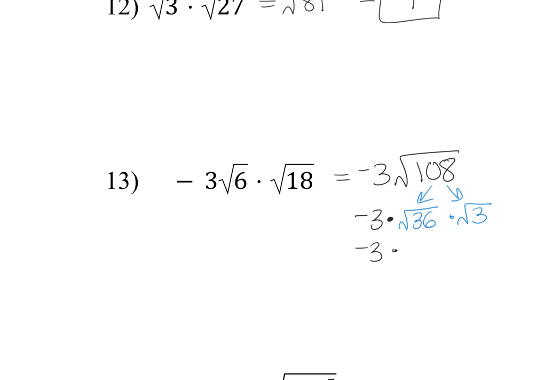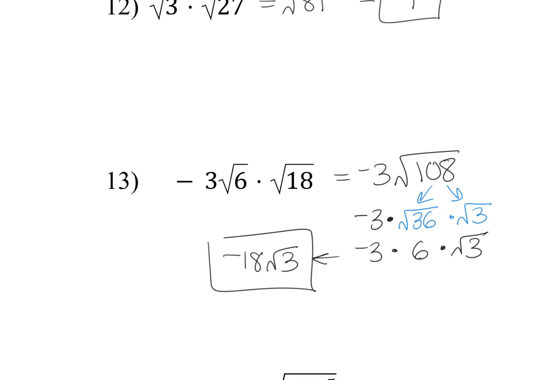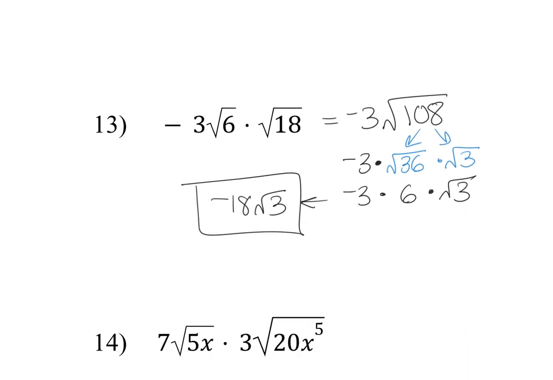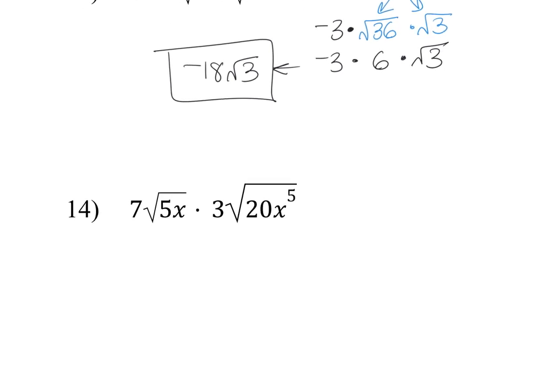Square root of 36 is a perfect square, that's why we picked it, times square root of 3 is stuck as it is. And so now I have negative 3 times 6 gives me negative 18 square root of 3. Can't simplify that any further, so we're done. Last one here, 7 square root of 5x times 3 square root of 20x to the 5th.